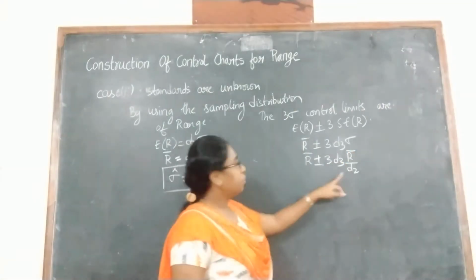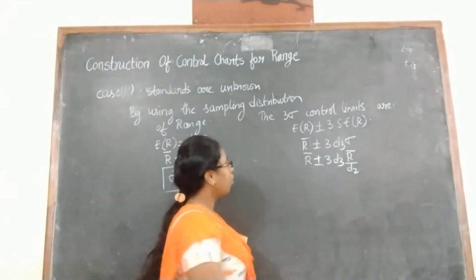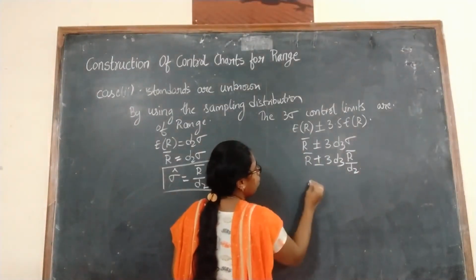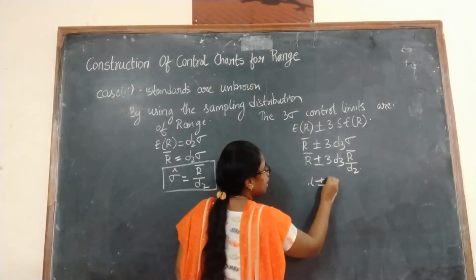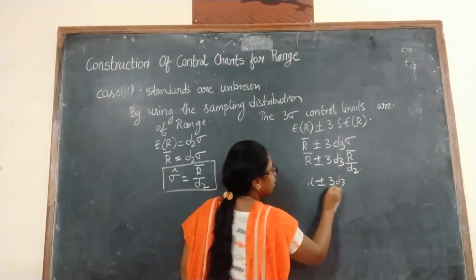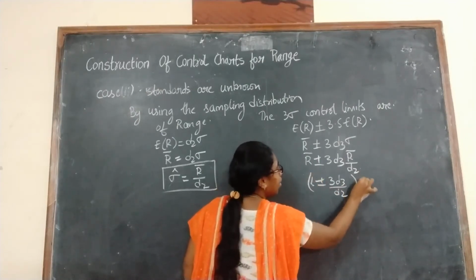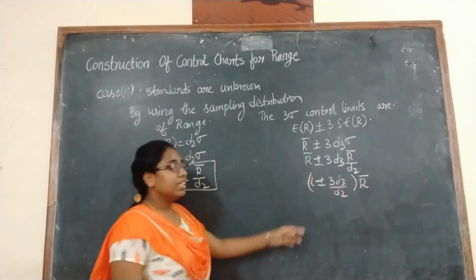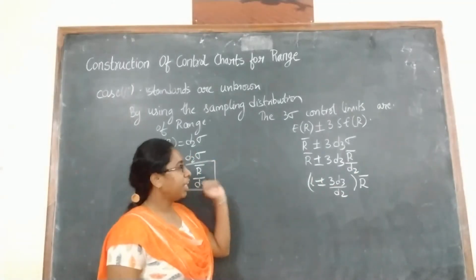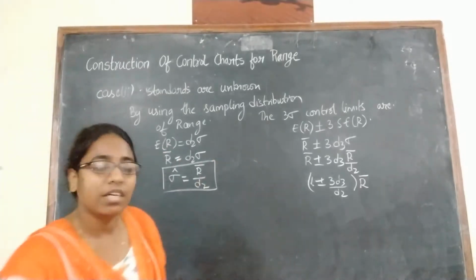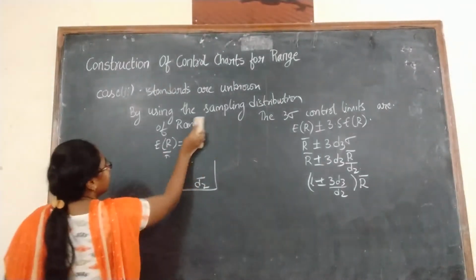Now from these two terms you can take out R bar common, so that you will get 1 plus or minus 3D3 by D2 into R bar. So these are the general control limits for case 2. Now we will see the UCL and LCL values.